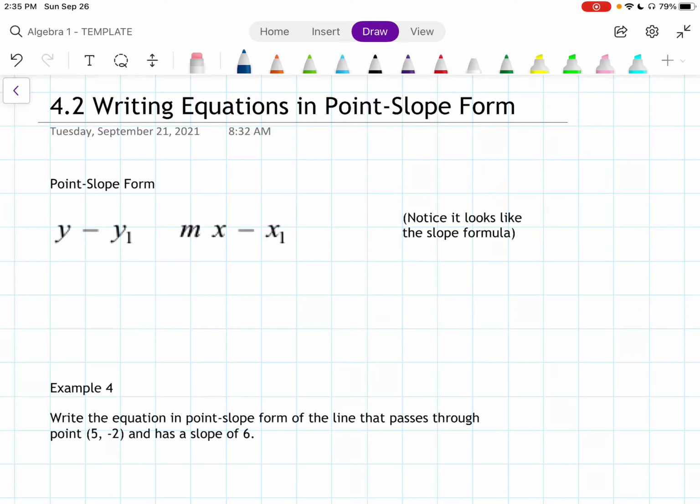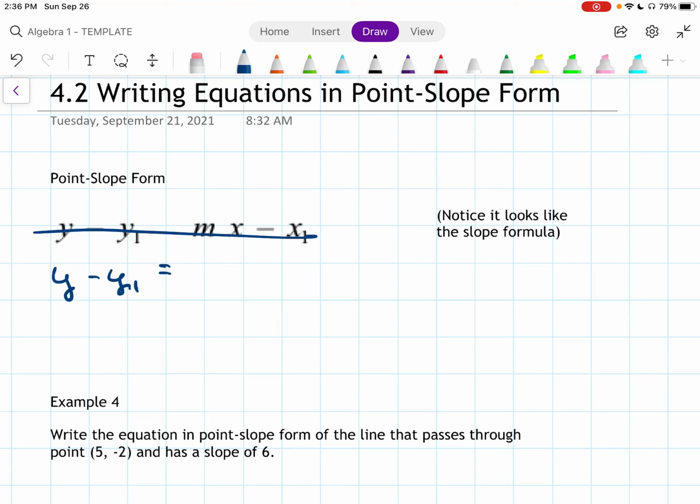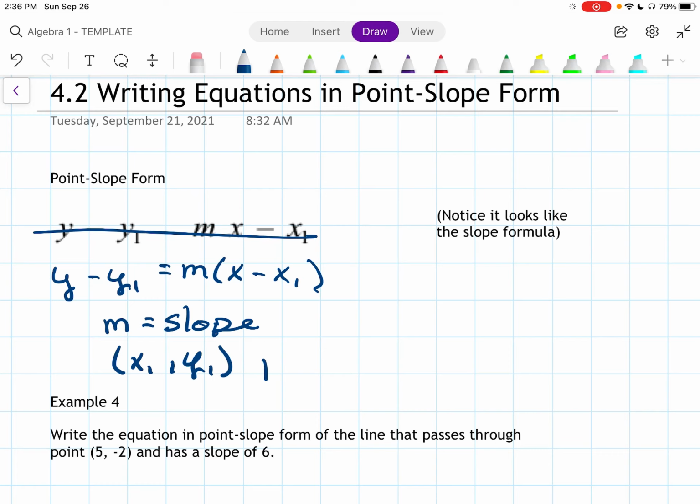All right, section 4.2, writing equations in point-slope form. Point-slope form normally, and I'm just going to cross that out and rewrite it, will normally look like y minus y1 equals m times x minus x1. In this, m is your slope, and then x1, y1 is a point.